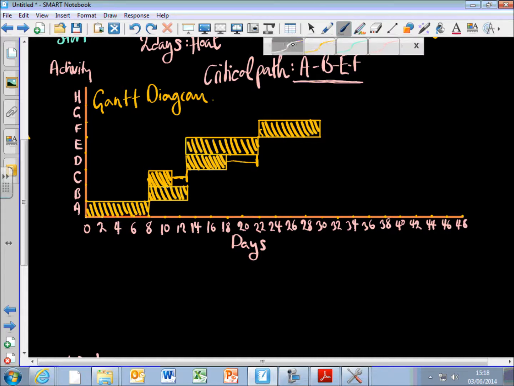Okay, so I've got activity A, activity B, activity C with a little bit of float, so there's some leeway in when we can start that. Activity D has some float as well. Activity E, no float, it's critical, and activity F there, it's critical. So we can get finished by day 30, and there's a little bit of leeway in C and D. And that Gantt diagram is just another way of representing what we just found out with the activity network.